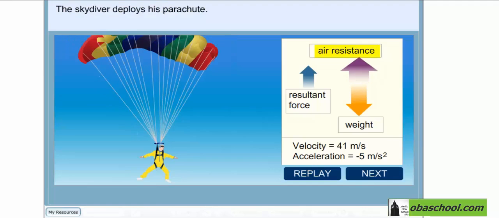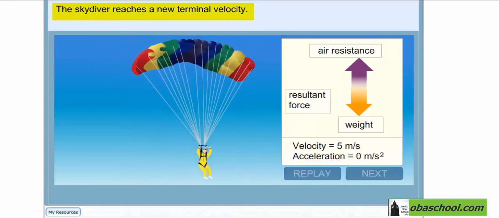Now, the moment the skydiver deploys the parachute, the air resistance increases, so the resultant force will be upwards. The velocity is now equal to 41 meters per second, and the acceleration is equal to -5 meters per second squared, or we can say here it is a deceleration. Now the skydiver reaches a new terminal velocity, and at this point the air resistance and the weight are equal again. The new terminal velocity is now equal to 5 meters per second, and the acceleration again is 0 meters per second squared due to the balanced forces of the air resistance and the weight.